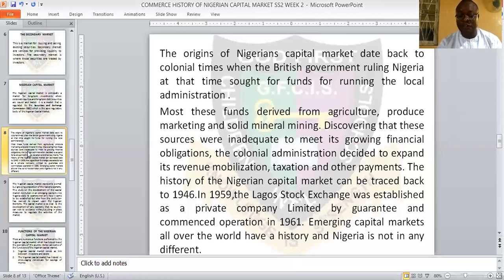But in 1959, the first Nigerian capital market started in Lagos State. The Lagos Stock Exchange was established as a private company limited by guarantee and commenced operation in 1961. You can see that since 1946, they were agitating for the Nigerian capital market, but the first one was set up in 1959 in Lagos State. They called it the Lagos Stock Exchange, and the operation fully started in 1961.